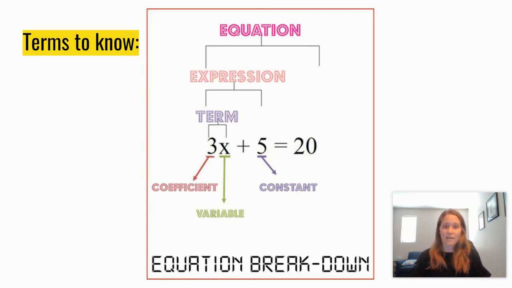So if x is 1, the value of 3x is 3. If x is 2, the value of 3x is 6. If x is 3, the value of 3x is 9, right? This 3 is called a coefficient. It's really common for students to mix up the words coefficient and constant.